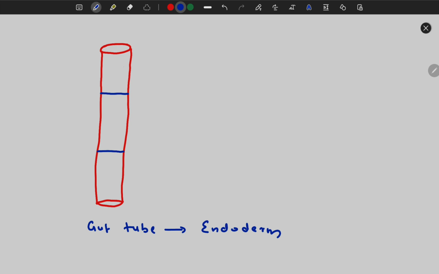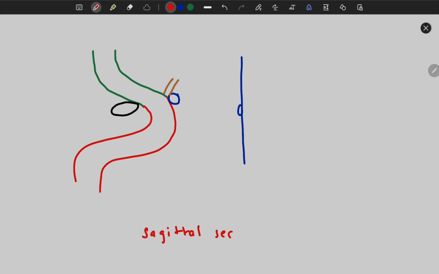So the gut tube can be divided into foregut, midgut, and hindgut. When you are taking a sagittal section of your body and looking from the side, you can see this is the anterior abdominal wall and this is the umbilicus region. This is the part of foregut and this is the midgut. You can see this gut tube is forming a loop, and that loop is towards the umbilicus, that means towards the anterior region. This is the posterior region.